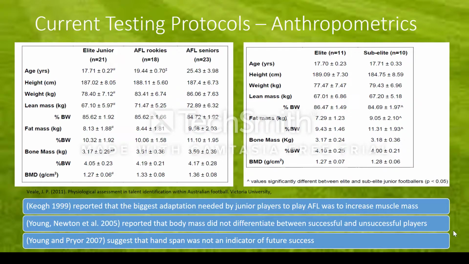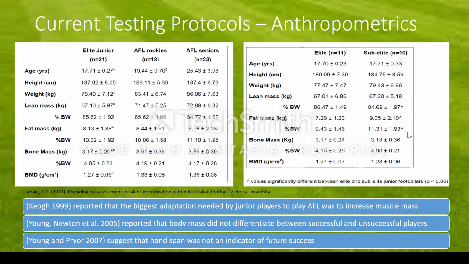Let's have a look at some data collected by Veal in 2011. We can see here there are significant differences between elite juniors and AFL seniors when we're looking at weight, lean mass, fat mass, bone mass and bone mineral density.